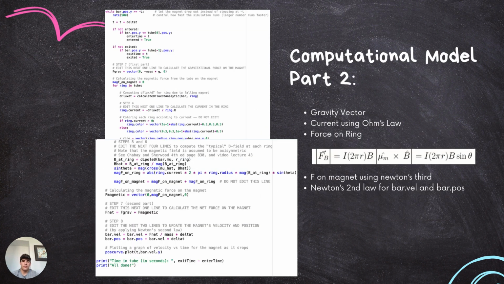For part 2 of the computational model, I created my gravity vector assuming gravity pulls the object in the negative y-hat direction. I then calculated the current induced in the rings of the tube by dividing the instantaneous change in flux by the resistance of the aluminum foil. After that, I used a simplified expression for the force on the ring to calculate the force of the ring and the equal magnitude of opposing force on the magnet. I finally found the net force on the magnet and used Newton's second law to find the bar magnet's new velocity and position. This code is looped as the bar magnet falls through the tube.